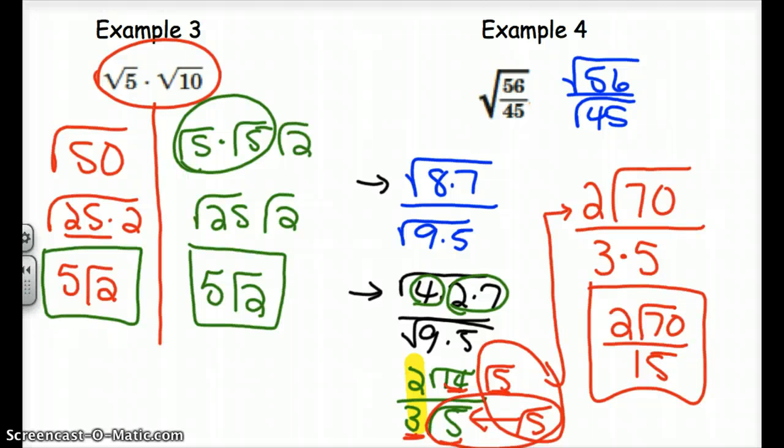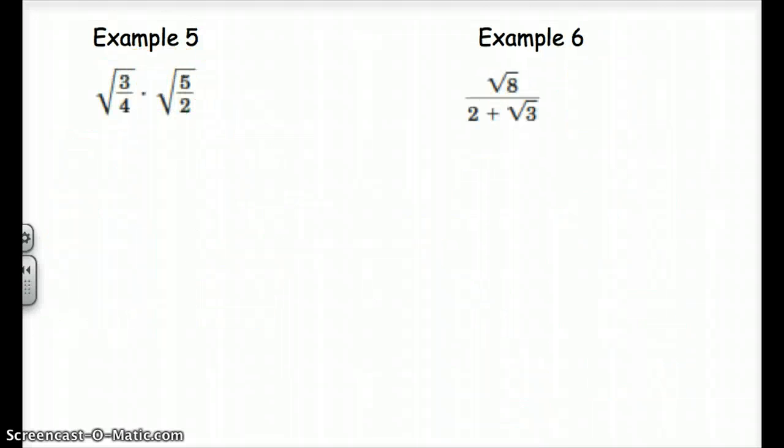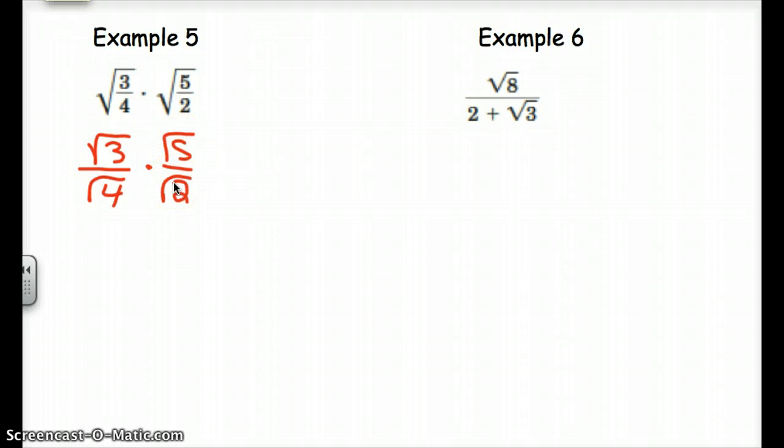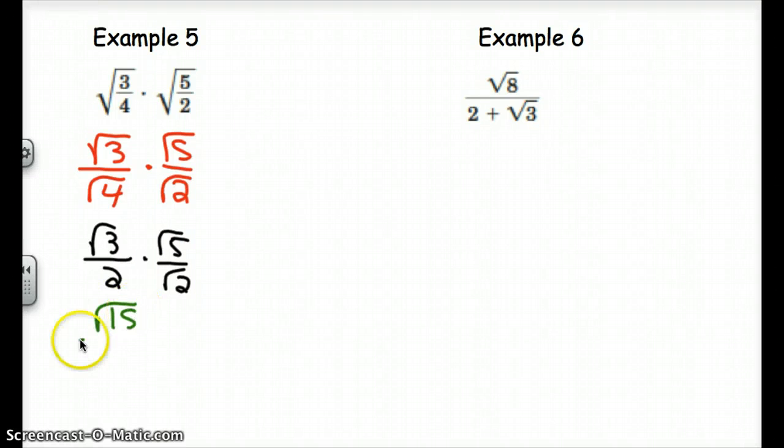Okay, so let's move on to example number 5 and 6. In example number 5, again, we have fractions underneath our radicals. So let's break them apart. We got root 3, root 4, times root 5 over root 2. I'm going to rewrite this now. Root 3, root 4 is 2, times root 5 over root 2. I'm going to multiply across. I'm going to get root 15, and on the bottom I get 2 root 2.